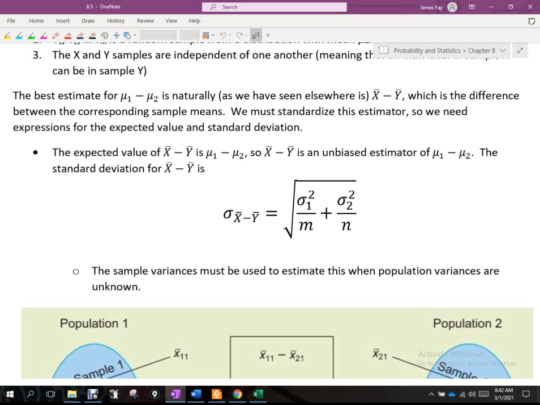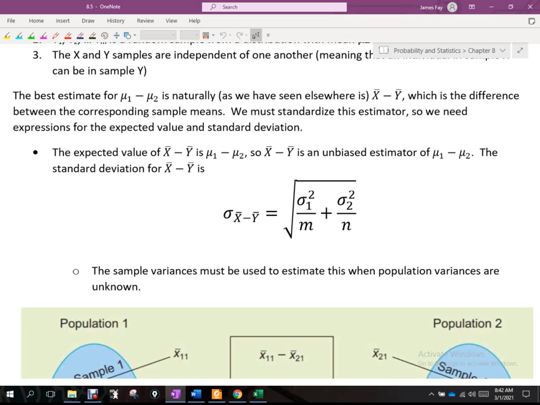So mu sub 1 is the mean of population 1. Okay, x bar is the mean of the samples that came from population 1. Okay, everybody?